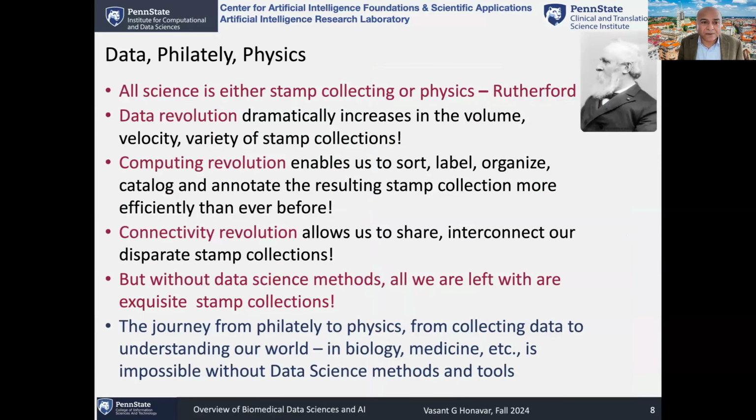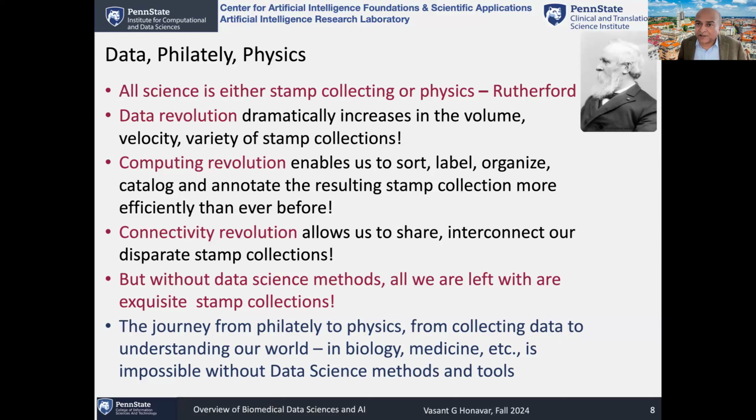In some sense, Rutherford said, all science is either stamp collecting or physics. It's a favorite quote of mine. The data revolution, these big data sets, dramatically increases the volume, velocity, and variety of these stamp collections. So data is like stamp collections. They're beautiful. And the computing revolution enables us to sort, label, organize, catalog and annotate these resulting stamp collections much more conveniently and efficiently than before.